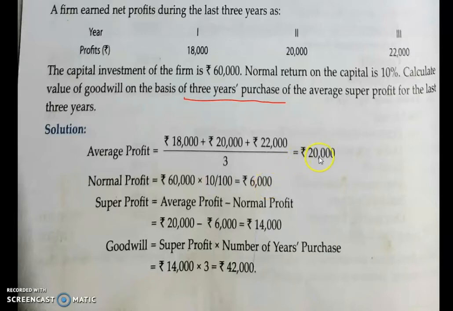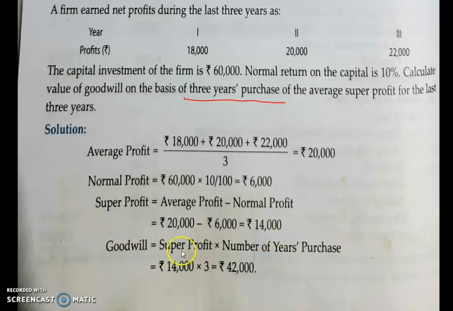So you got average profit, you got normal profit. What is the formula for super profit? Super profit is average profit minus normal profit. Average profit you calculated in step 1. Normal profit you calculated in step 2. Subtracting this, you will get 14,000.